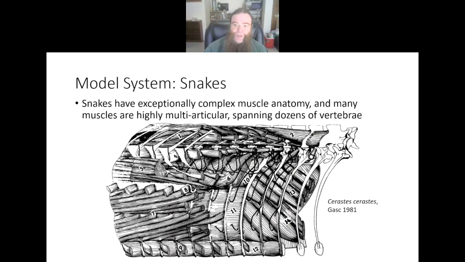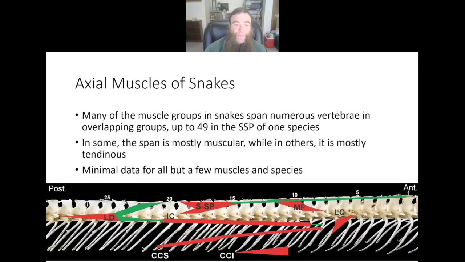So each of the numbers in this picture from Gasc of a horned viper muscle system corresponds to a different muscle group that is repeated iteratively, one of each of that muscle type per vertebra. And they can be anything from monoarticular to spanning dozens of vertebrae, in some cases nearly 50. So it's a very complicated system.